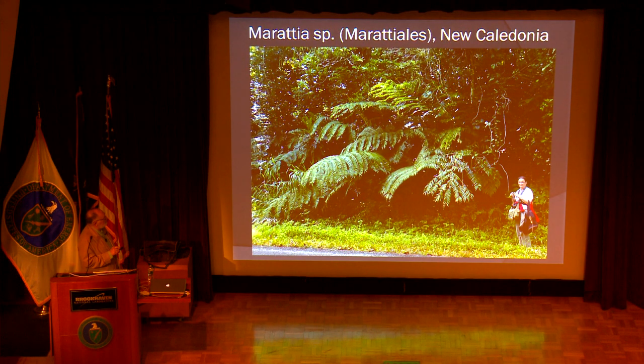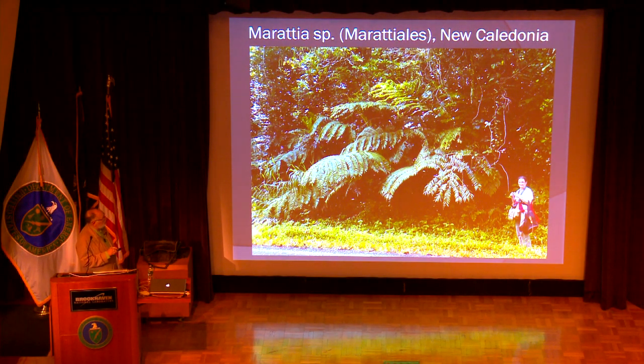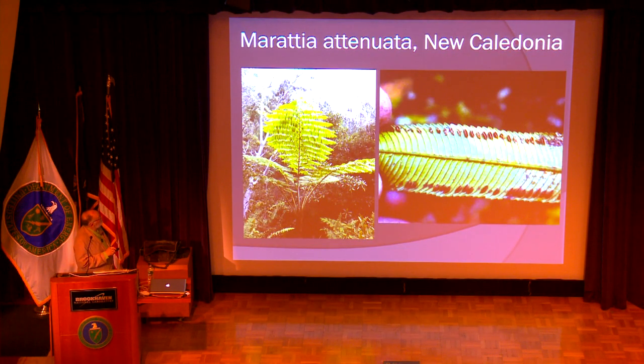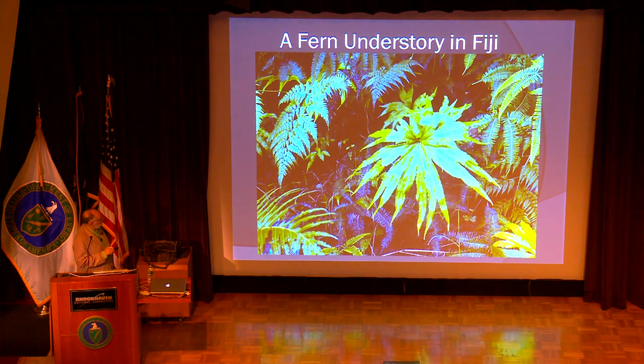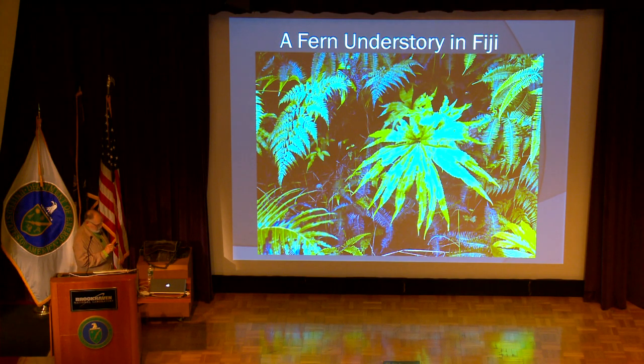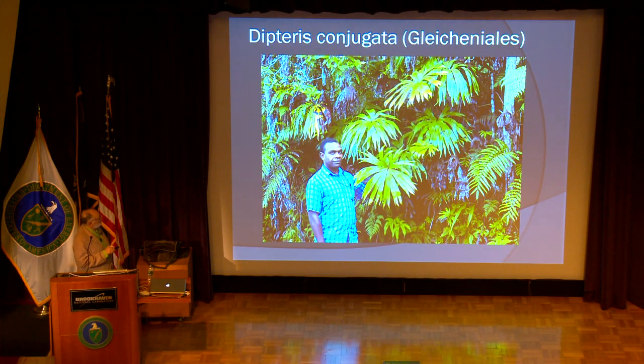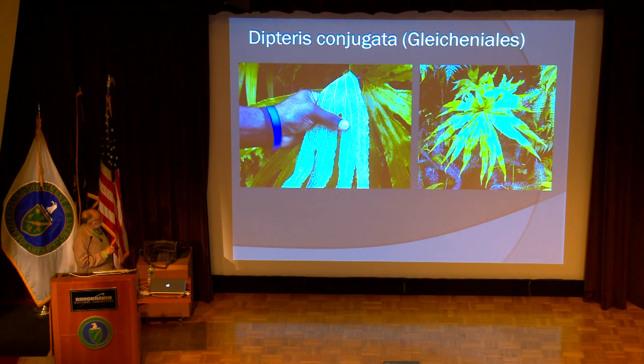And so here's Marattiales. This is Marattia, to show you those fronds, I don't know, would you say 15 feet, maybe 20 feet long? They grow bigger than that. Here's the Marattia attenuata. The fern understory of Fiji looks like this. This is Dipteris, Gleicheniales. This is what the undersurface of the leaf looks like. We don't have ferns that look like that here. Look at the dichotomous branching of the veins.